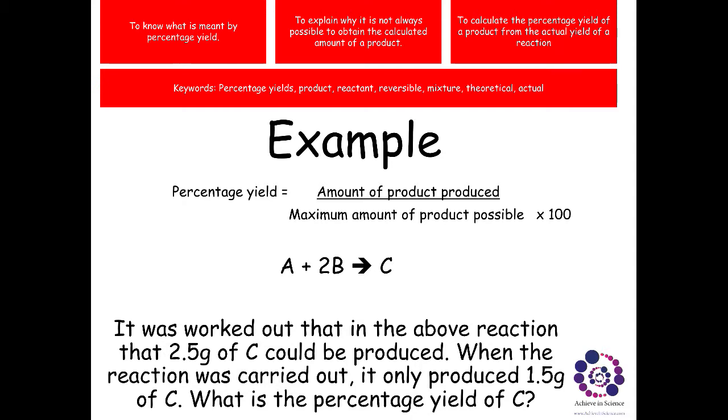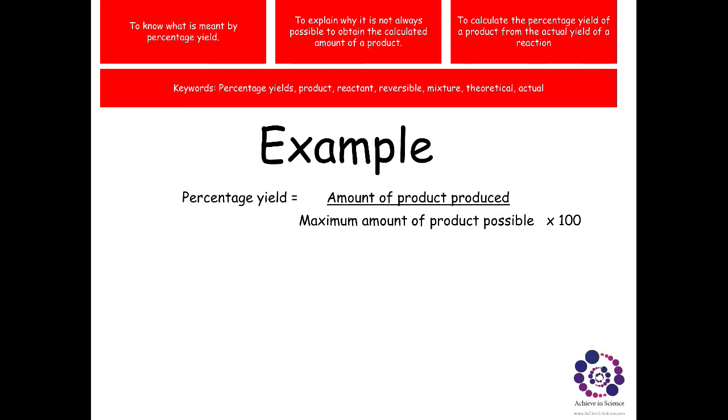Well, from this information you can calculate the percentage yield. Using the equation, using the reaction, you know that 1.5 grams was what you actually produced. You had the capacity to produce 2.5 grams, so you need to do 1.5 divided by 2.5 and multiply that answer by 100, and you work out that the percentage yield for this reaction is 60%.